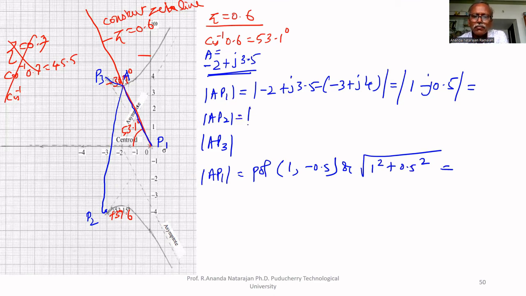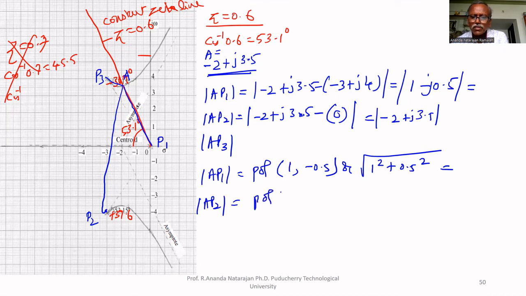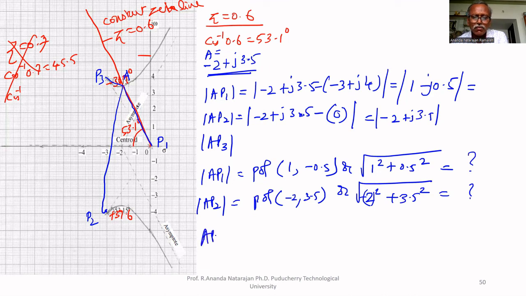Similarly, AP2 equal to what? Minus 2 plus j3.5 minus the next pole, which is 0. That's why you will get the same point, modulus of minus 2 plus j3.5. To find modulus of AP2, call the function polar minus 2 comma 3.5, or you can find the square root of 2 square plus 3.5 square. That way you can find AP2.